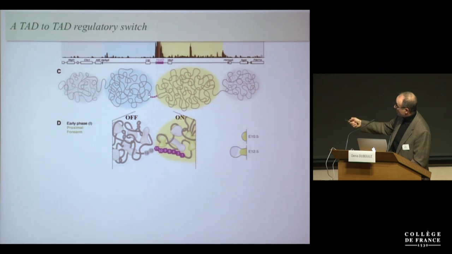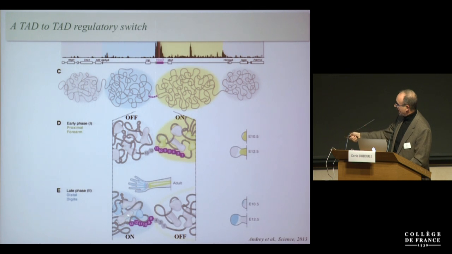In between, you see the HOXD cluster here. Early on, this TAD is on, this TAD is off. The TAD contacts genes from 1 to 11, and these genes together bring about the proximal part of the limb. About 1.5 days later, this TAD is switched off, and we start to understand how this is done, in fact. This TAD is switched on and contacts gene number 13 to number 8, and that helps make the distal part and fabricate the final limb.